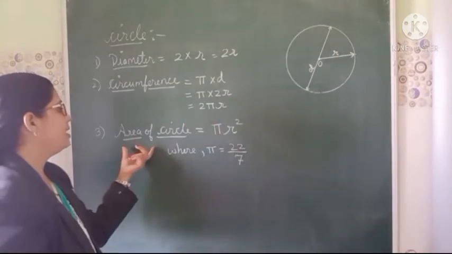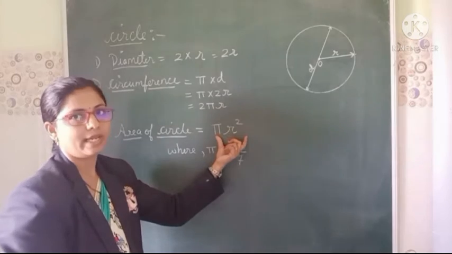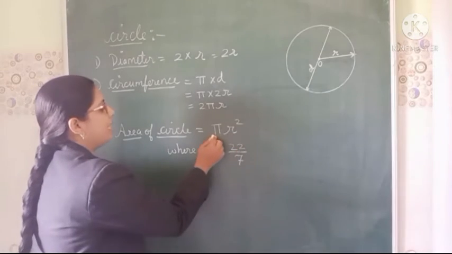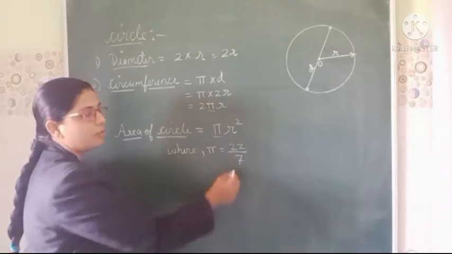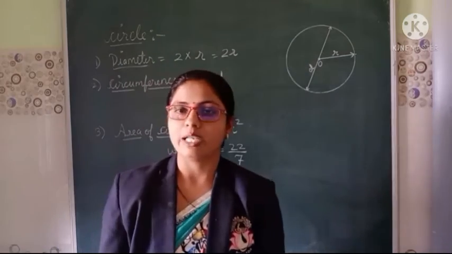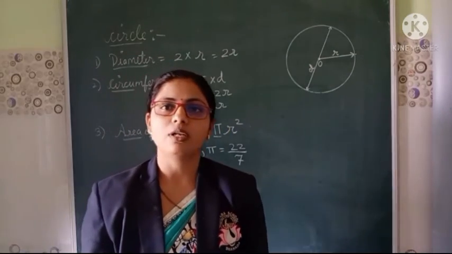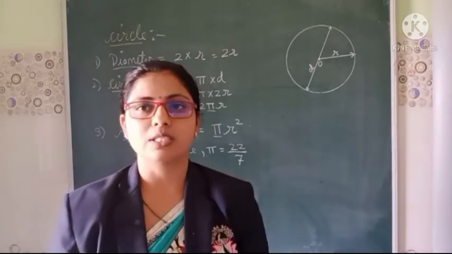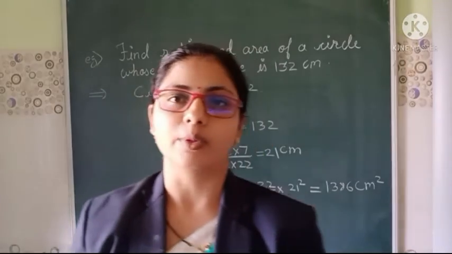Then area of a circle. Area of circle is pi r square, where the value of pi here is 22 upon 7. 22 upon 7 is the constant value of pi. This is about the circle. We will solve some related examples on the circle. Now let us have a look at the example.